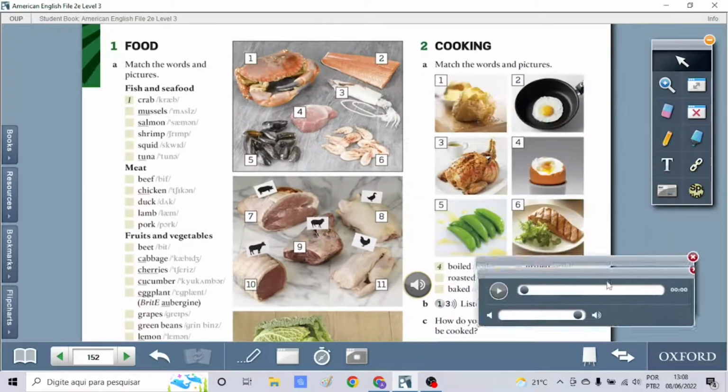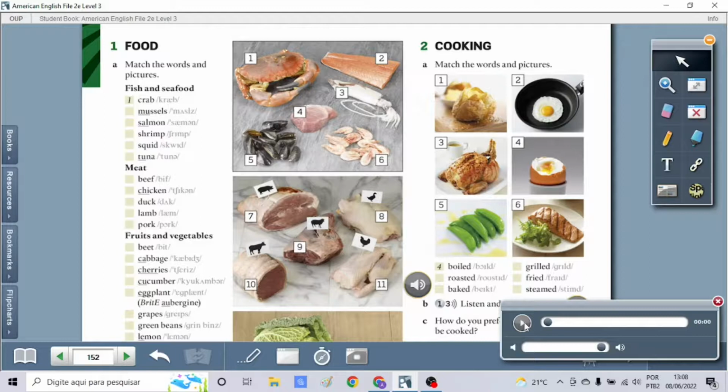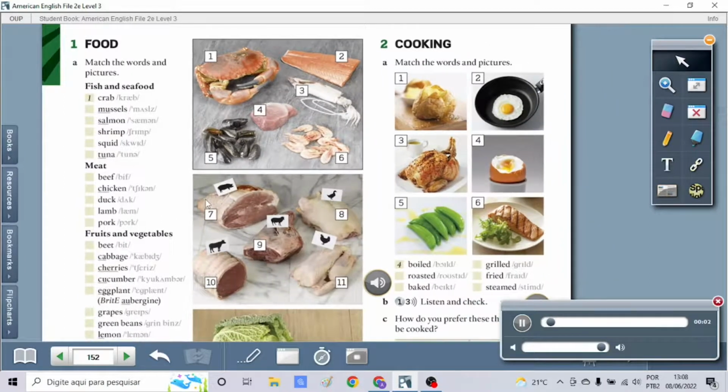Listen, check, and repeat. 1.2 Food and cooking. Food. Fish and seafood. 1. Crab. 5. Mussels. 2. Salmon. 6. Shrimp. 3. Squid. 4. Tuna.